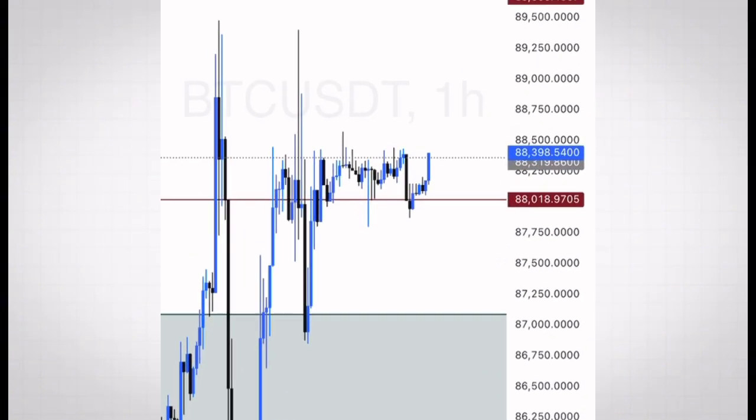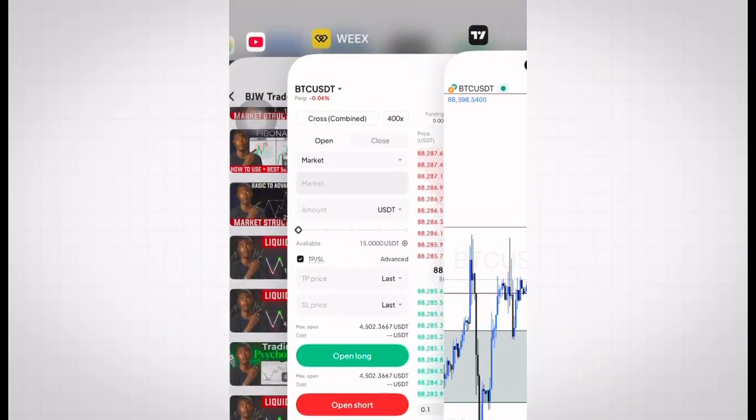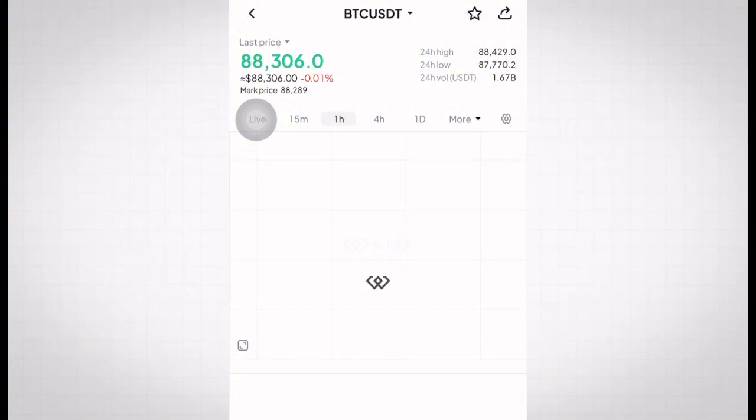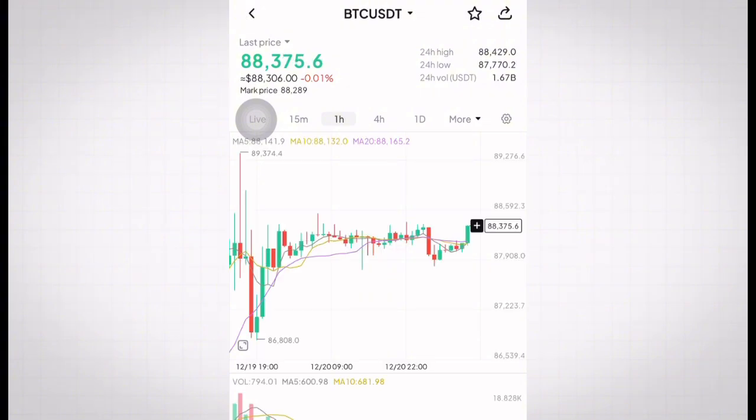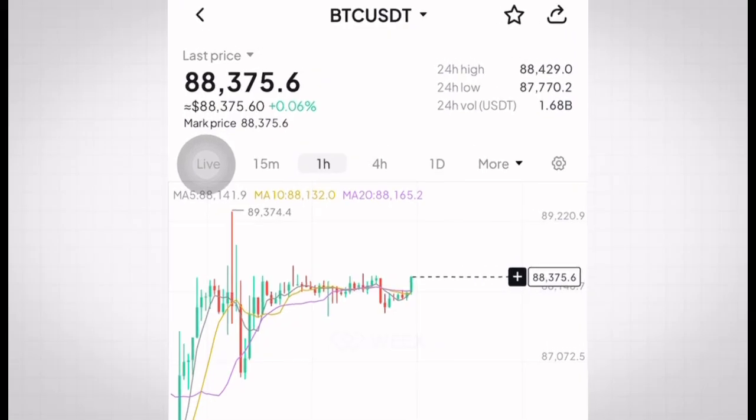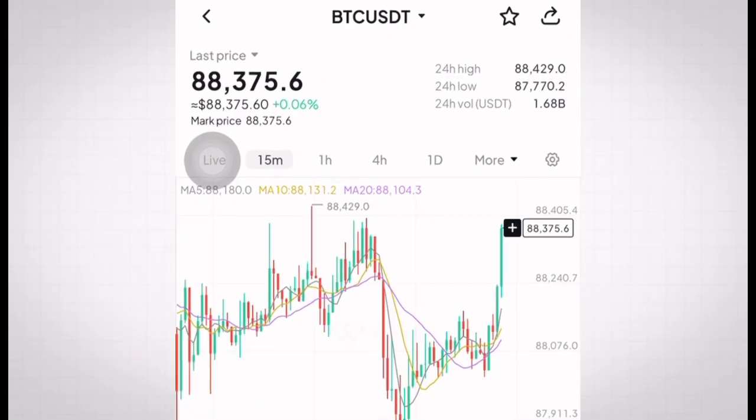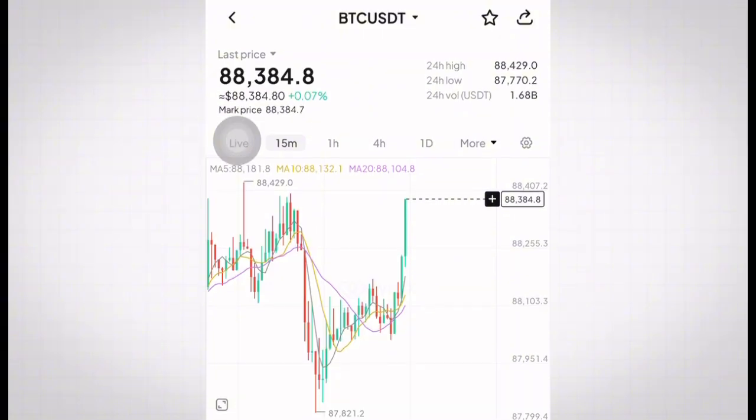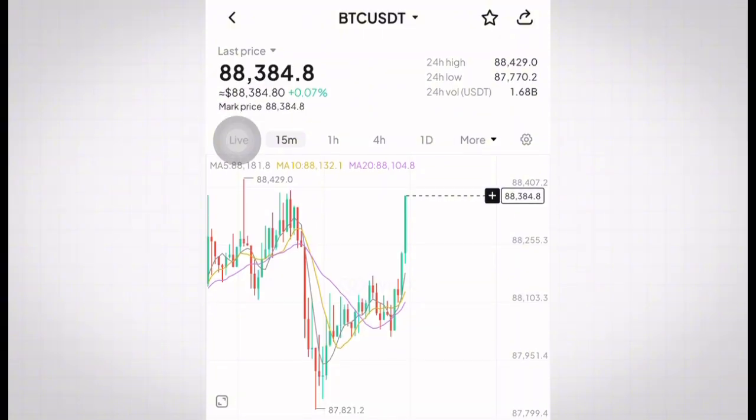Now you've understood that, all you want to do right now is to come on this particular pair. Now let's say we want to analyze the market. So I'm going to just do a short analysis. You are seeing that the market is pumping in the 1 hour time frame. So if I go on a 15 minutes time frame, you can also see that BTC USD is also going to the upside, as you can see.